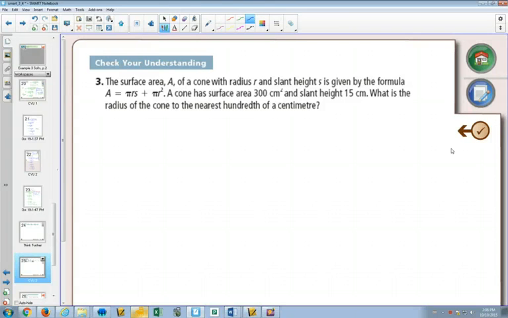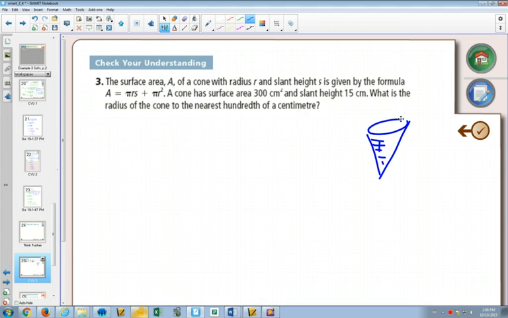So many things in real life can be represented with quadratic equations. Here's the surface area of a cone. So you can think about a cone, you can think about ice cream. Oh, yum. Anyways, there's a cone. The surface area of a cone is given by that formula. Area equals pi r s plus pi r squared.